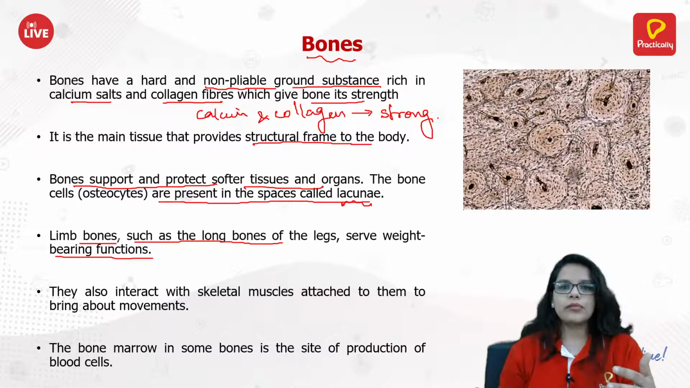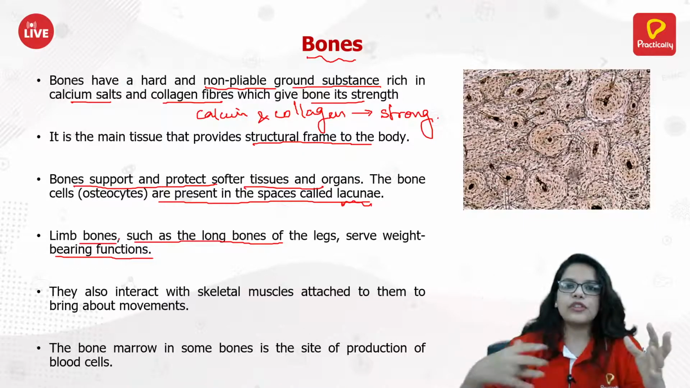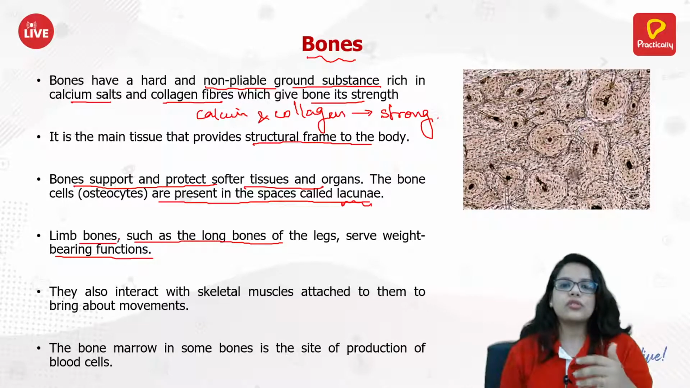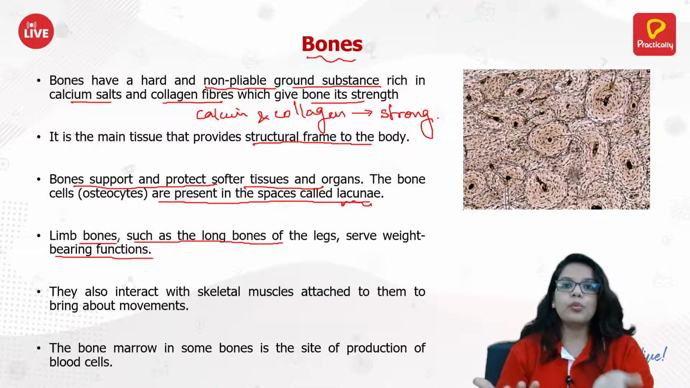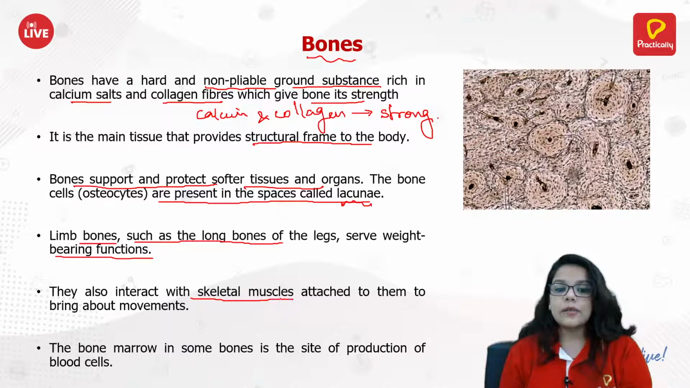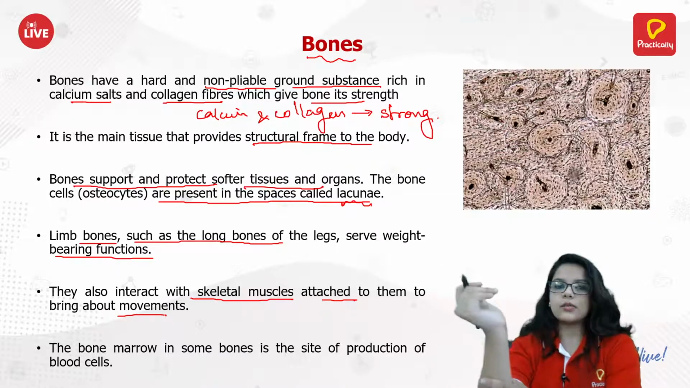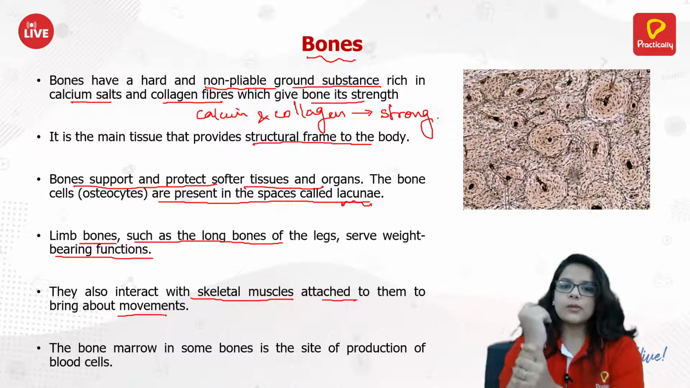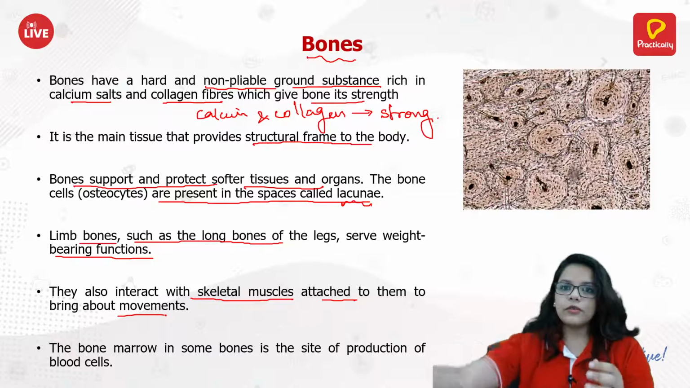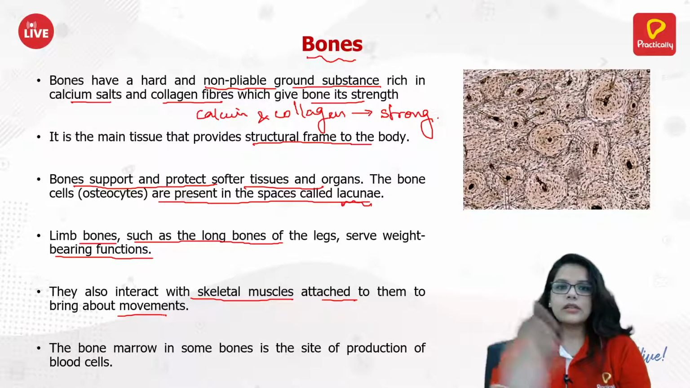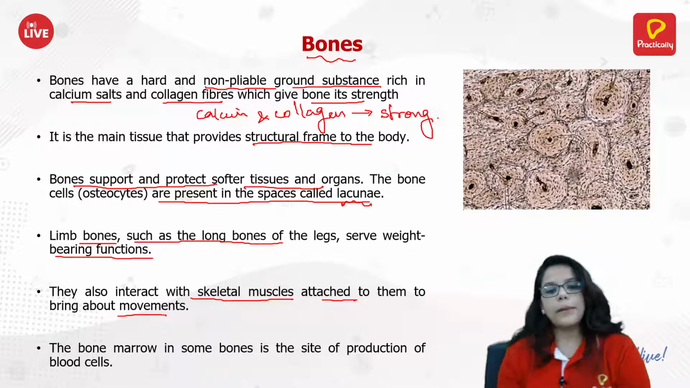We have the legs. The legs are made up of different kinds of bones, bones of different shape and structure. So they carry the weight of our body. They also interact with skeletal muscles attached to them to bring about movements whenever we are moving our body. So it is a dual function. It is worked by the muscles also, and by the bones also. So whenever we are moving, it is the bones and the muscles which are working in our movement.